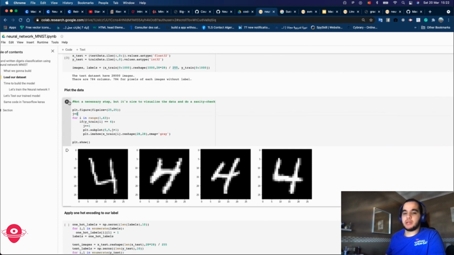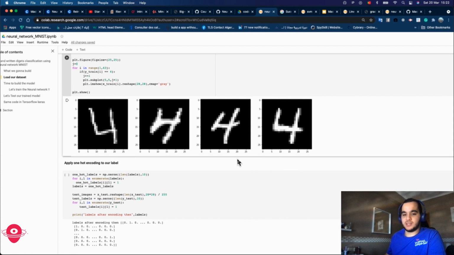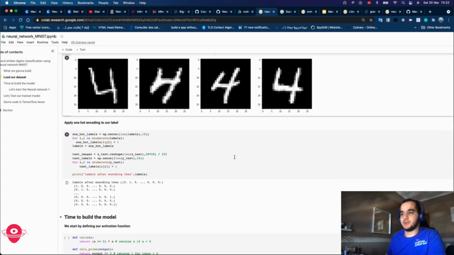Now we're going to plot our images using Matplotlib. This is just a sample from our images and how they look. Using our visual cortex, we humans can easily identify these as all fours. But how can you build a model that, without any explicit rules, knows that each one of these is actually a four? That's what the neural network is going to solve for us now.